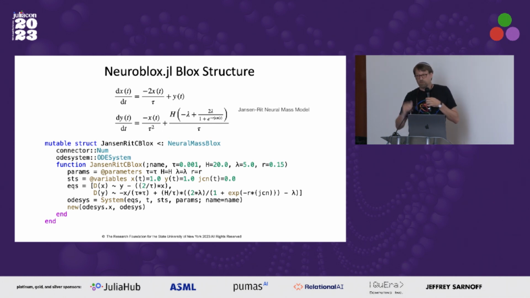Okay? And then what we actually do is we pack that into a block, right? We create a struct, which we call Jensen-Rit block. And then we define essentially outputs and the ODE system. And the ODE system is created essentially by writing out the equations, creating an ODE system, saving it.